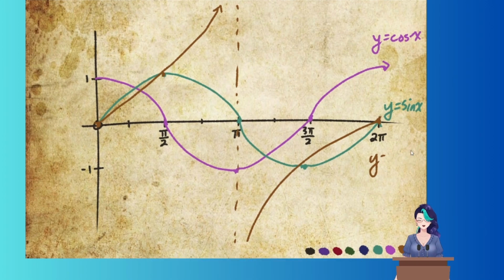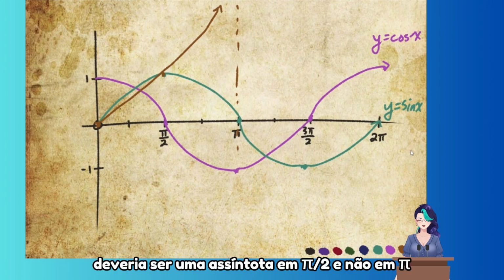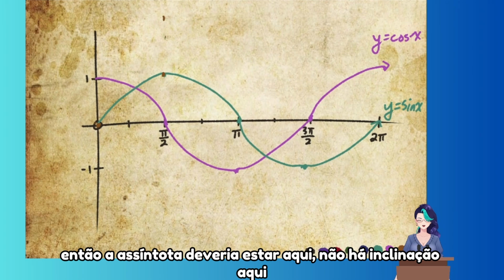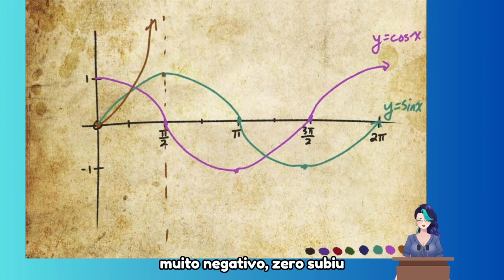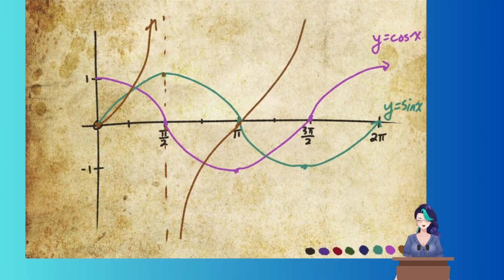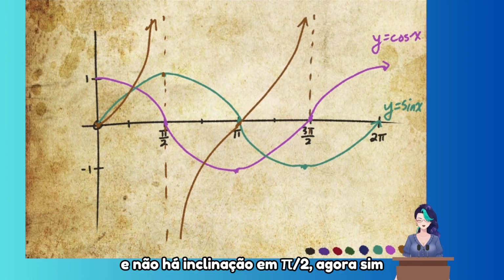Wait, that's not right. I messed it up. It should be 0. It should be an asymptote at pi over 2, not pi. So the asymptote should be here. There's no slope here. Very negative, 0, going up. And there's no slope at 3 pi over 2. There we go.